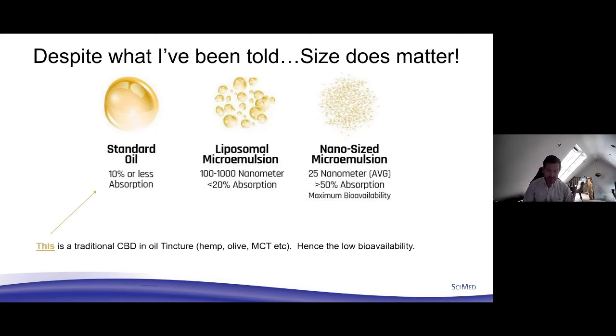Here's the point. If you take CBD oil and you put it into a tincture, let's go for oil in oil for now, like hemp oil, olive oil, or MCT, just by normal stirring, you can't really get globules that are any smaller than 5 microns, and those large globules mean that they're poorly absorbed. You get less than 10% absorption.